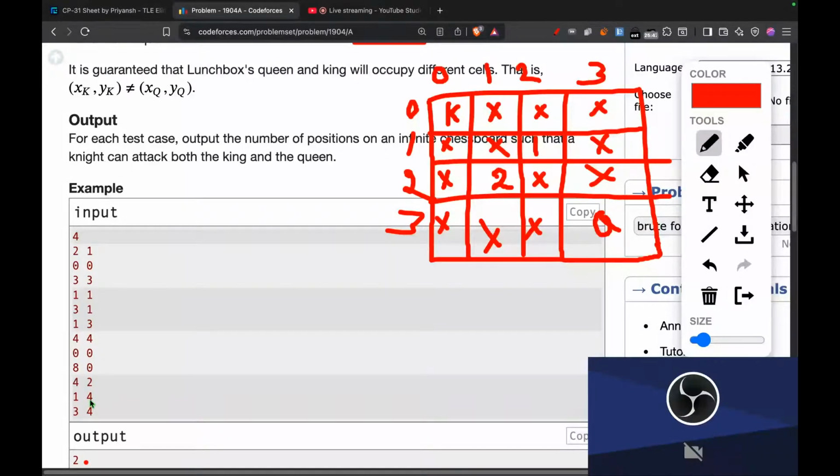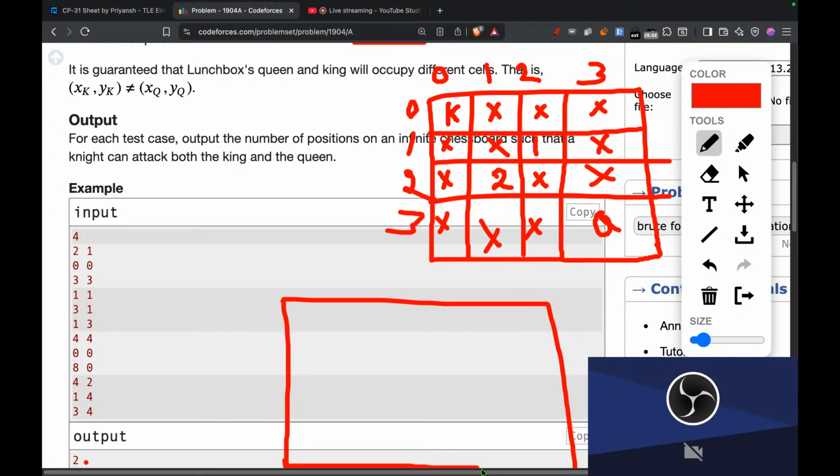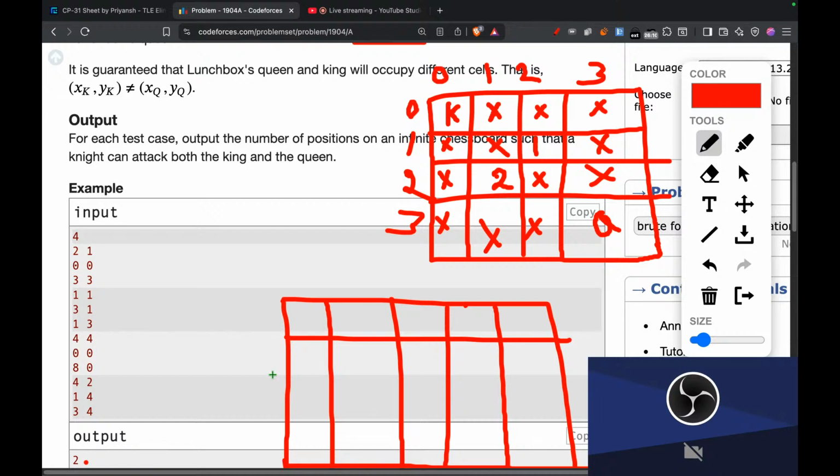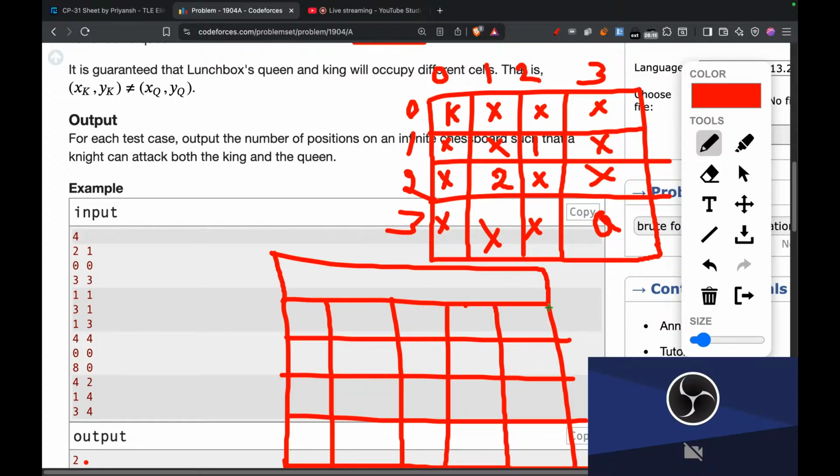So let's test this one. Sorry. So 1, 4. Here is our king. 3, 4. Here is our queen.